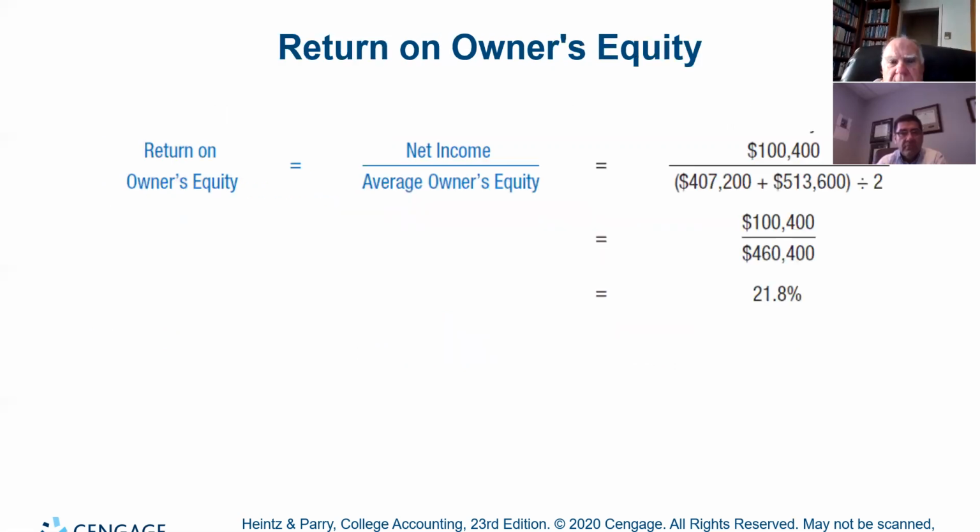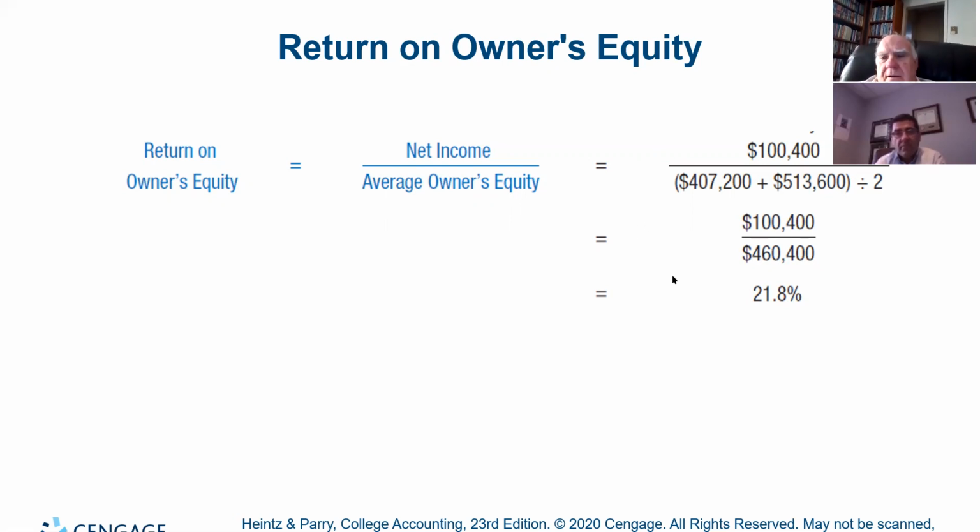Now we're going to get into some ratios, guys, where we're going to look at two statements and compare them. The return on equity: net income divided by average owner's equity. And we get that average by looking at the balance at December 31st, year one, added to the balance December 31st, year two, average it out.